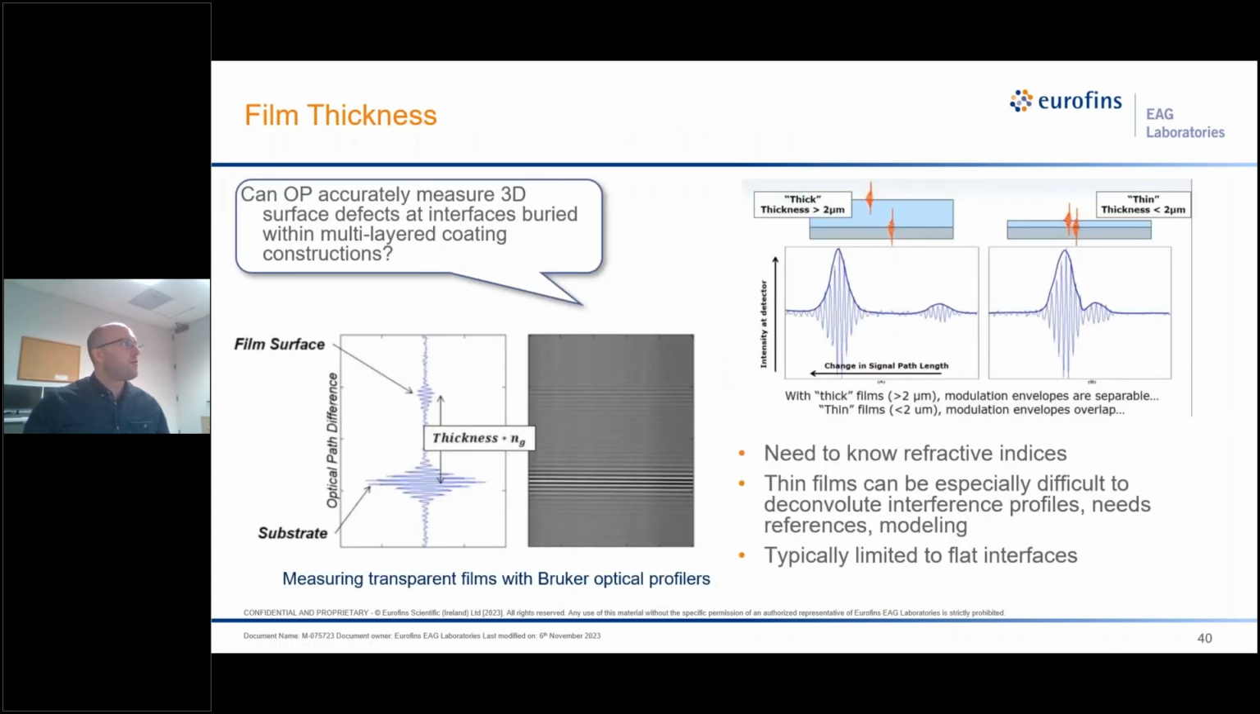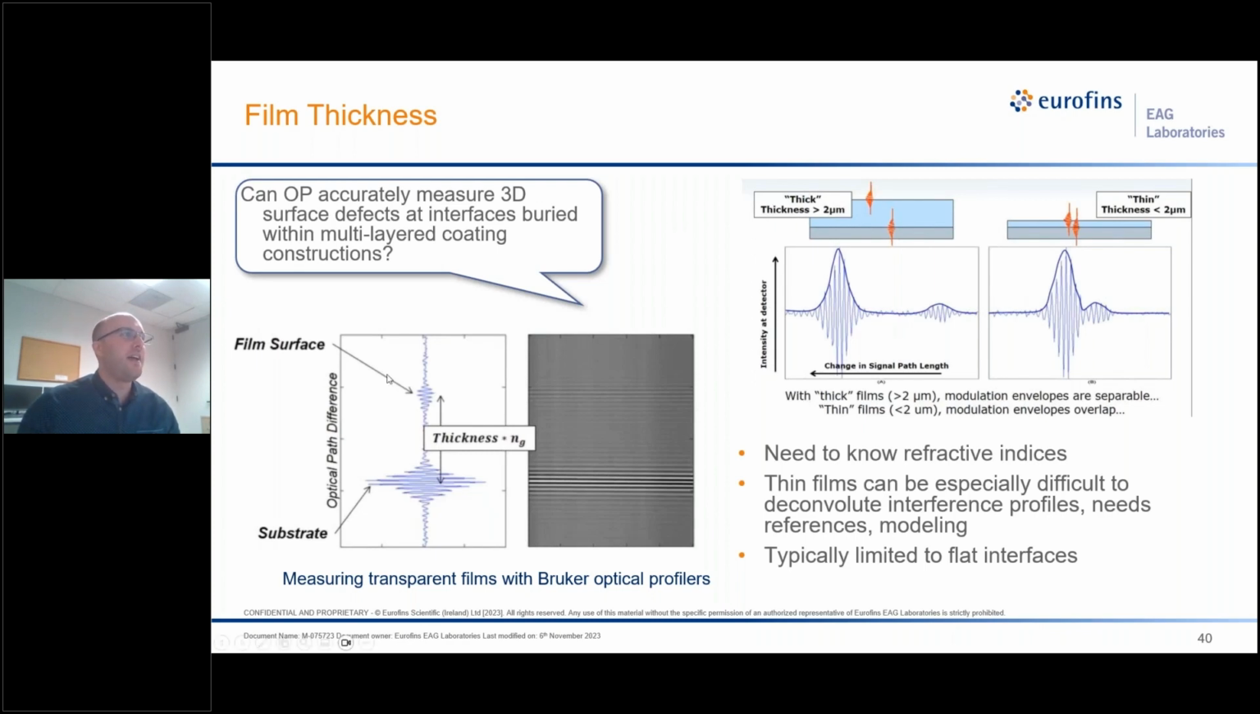Someone asked about bearing structures, and so I figured I'd cover film thickness here. And so the question is, can you accurately measure defects at interfaces buried within multi-layered coating constructions? And the answer is, it's really hard.